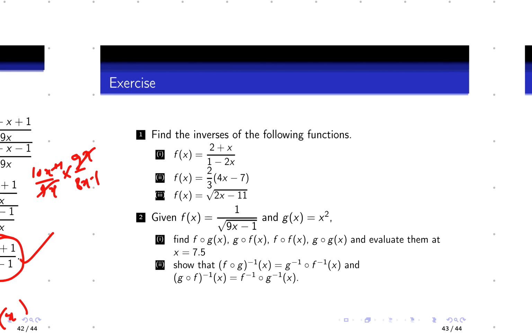And now you want to show what I just established, that f composed with g inverse of x is equal to g inverse composed with f inverse of x. And the reverse, g composed with f inverse of x is equal to f inverse composed with g inverse of x. If you can try your hands on this, I mean, you really like it.